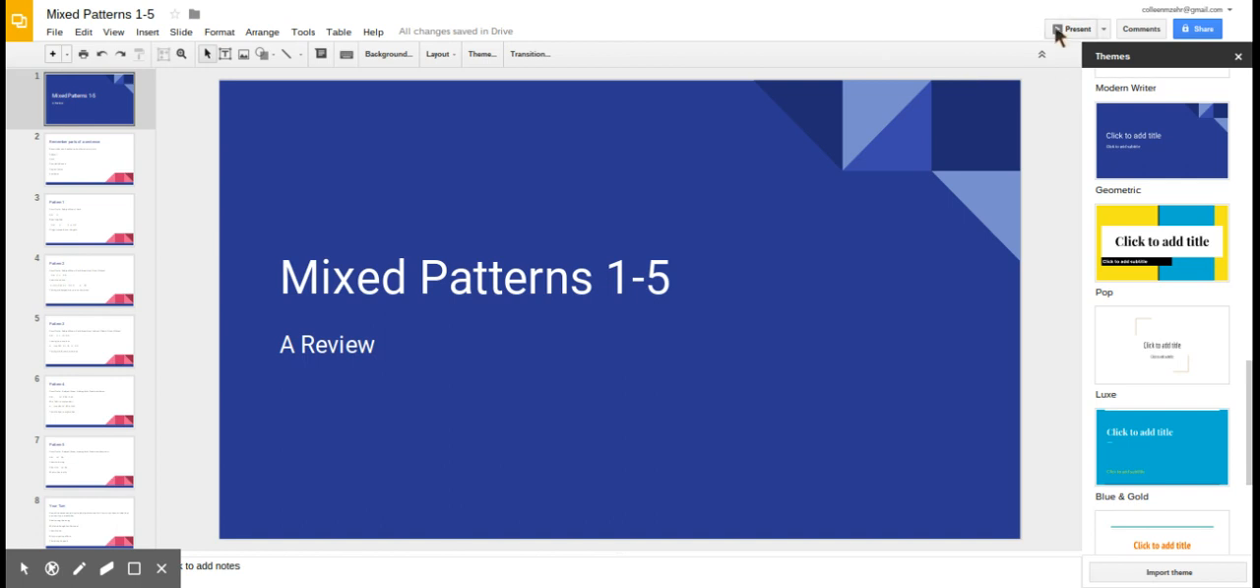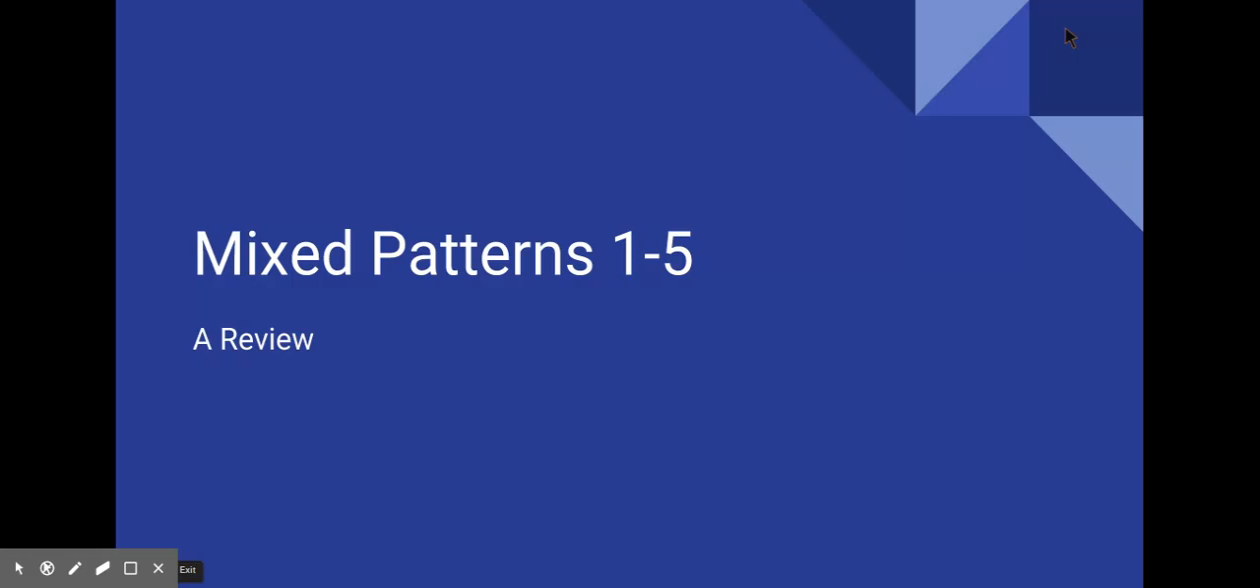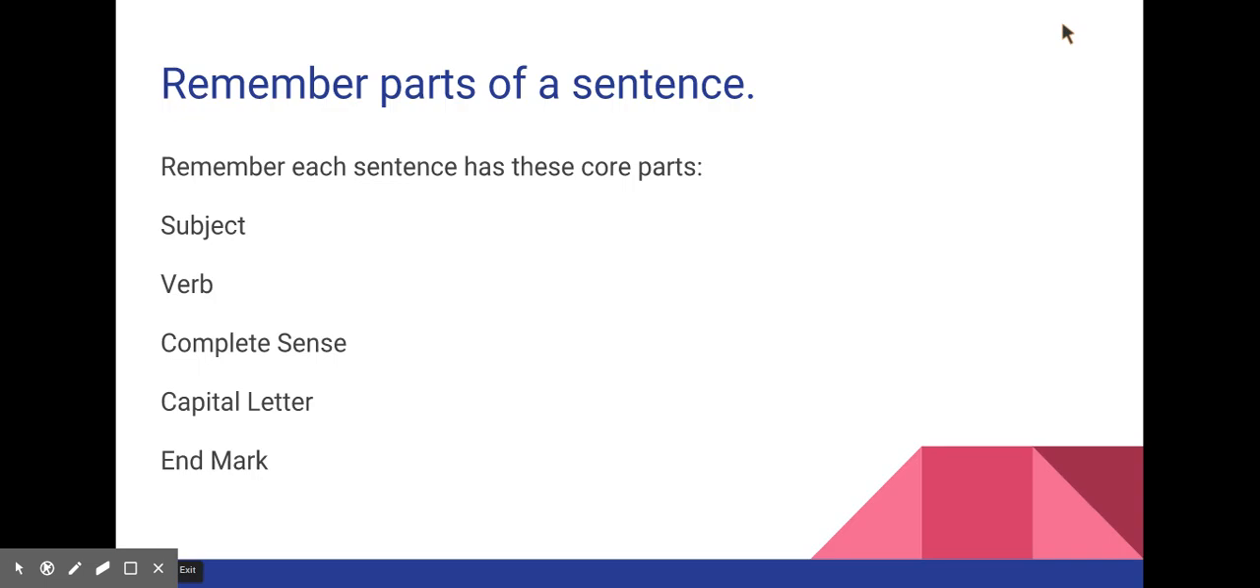Okay, today we're going to review mixed patterns 1 through 5. So all of this you should know by now, but sometimes it's nice to have a little reminder. All right, let's remember the parts of a sentence. Each sentence has these core parts: a subject, a verb, a complete sense, a capital letter, and an end mark too.